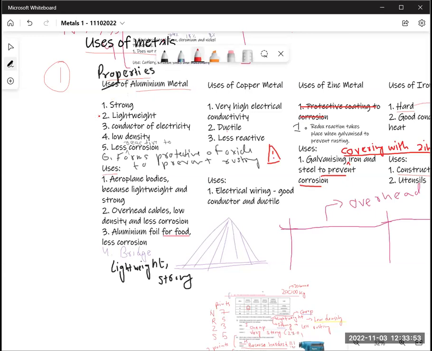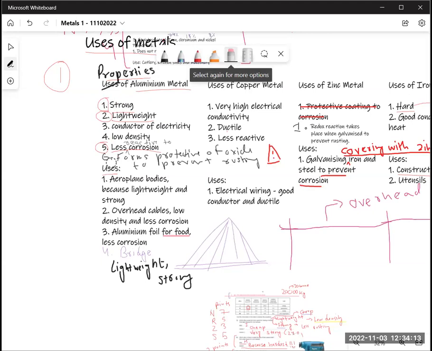Let's read this one. Okay, it's lightweight. Yeah, fine. And this one: less corrosion. And it's also strong. It's lightweight, strong, and less corrosion. Yep. Fine. All of these six properties are here.